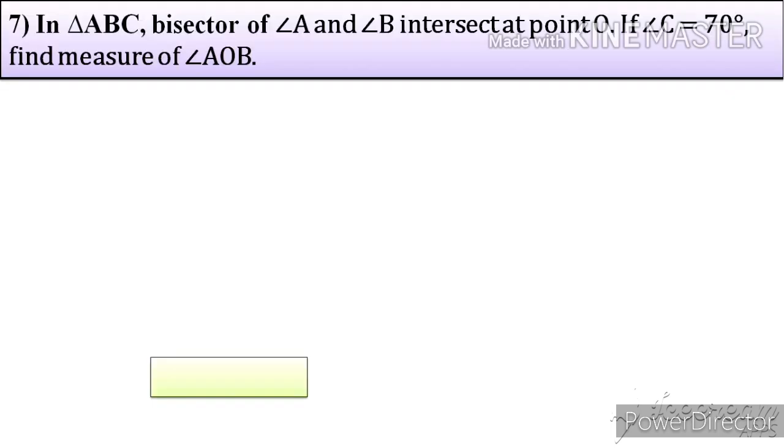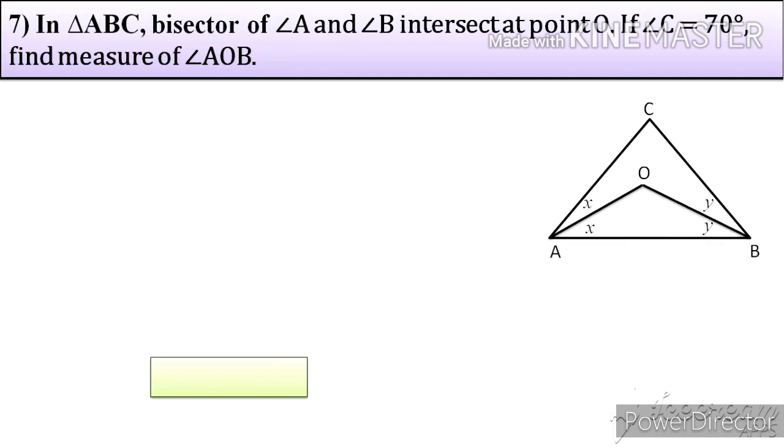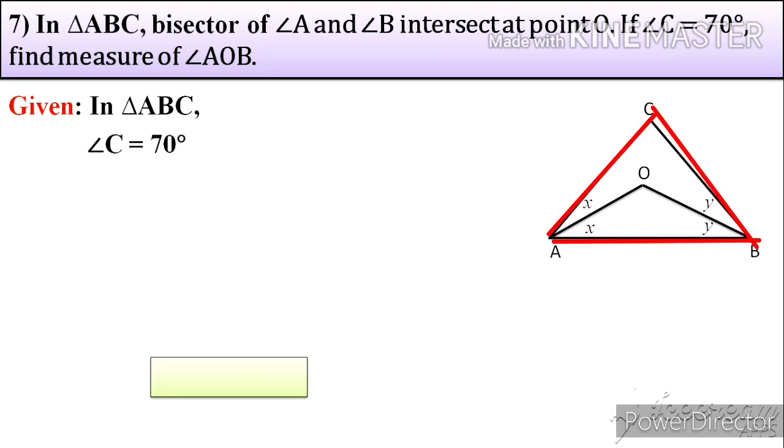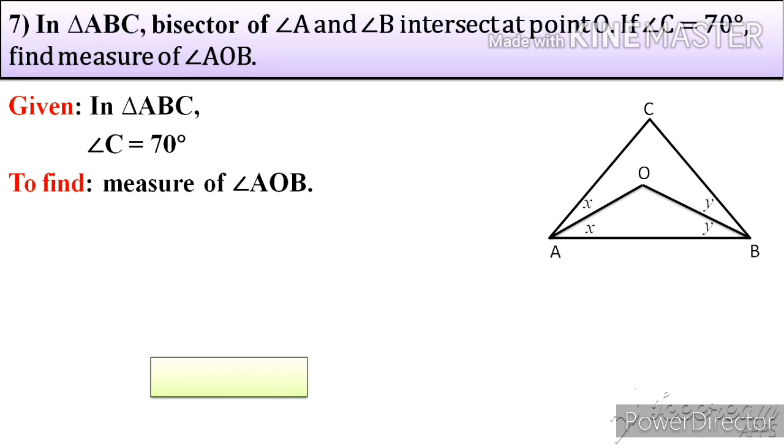Now student, we'll start with the question number 7. In triangle ABC, bisector of angle A and angle B intersect at point O. If angle C is given 70 degree, find measure of angle AOB. Now, given information is in triangle ABC, angle C is given 70 degree. To find measure of angle AOB.